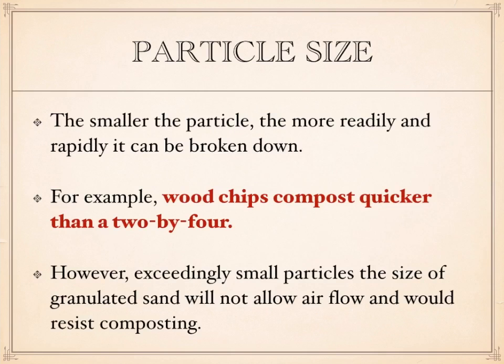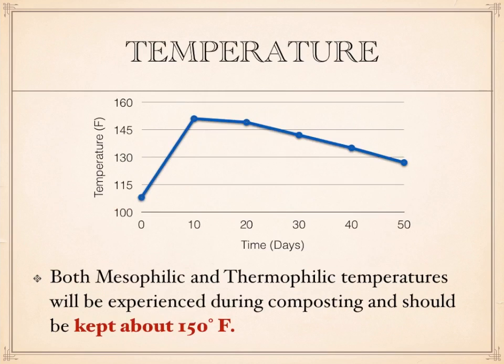The smaller the particle size, the more readily and rapidly the compost can be broken down. For example, wood chips compost quicker than a 2x4 length of lumber. However, exceedingly small particles the size of granulated sand will not allow airflow and would resist composting. Both mesophilic and thermophilic temperatures will be experienced during composting and should be kept below 150 degrees Fahrenheit.